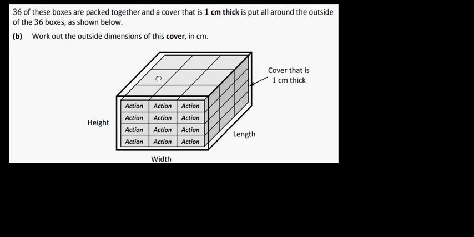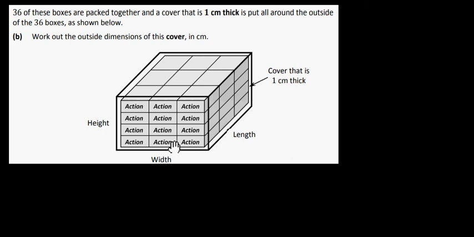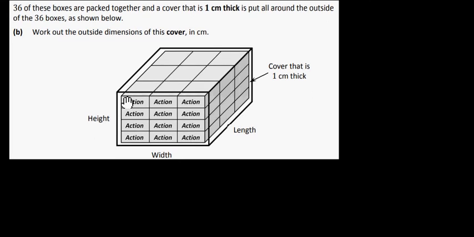Now, second one then, part B. 36 of these boxes are packed together and a cover that is 1 centimeter thick is put all around the outside of the 36 boxes as shown. Work out the outside dimension of this cover. Let's work this out then. Let's just work out the width first.